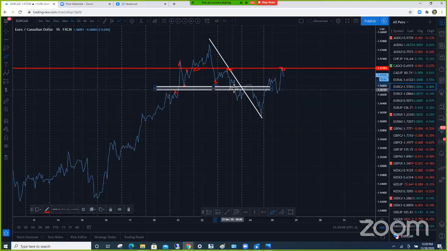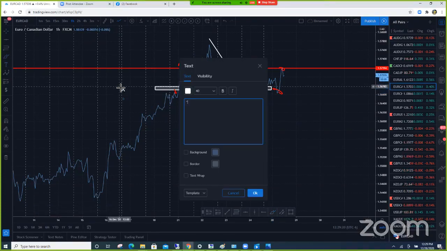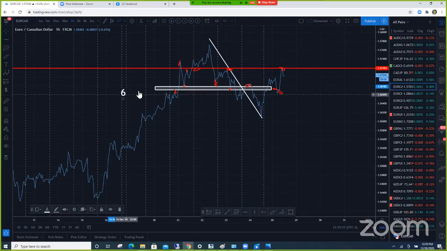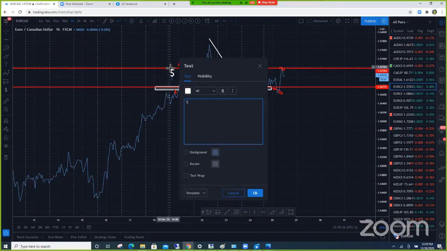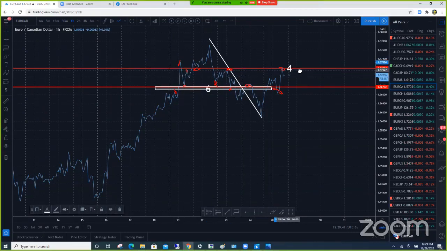3, 4, 5, 6. So that's my strongest zone in the area because this has 4 and that has 6. So this is 6 respects here. If I was to give it a point system, this area is a 6. And then this area is a 4. So a 6 is greater than 4.